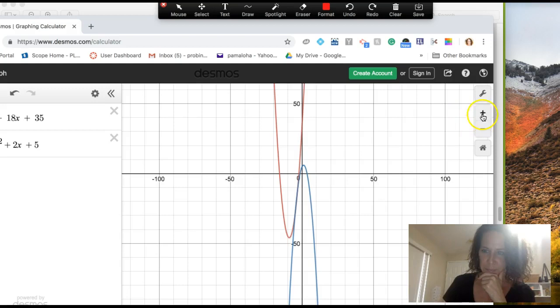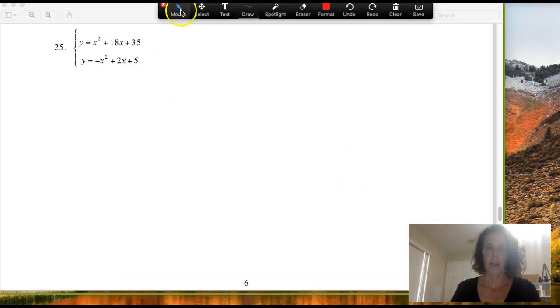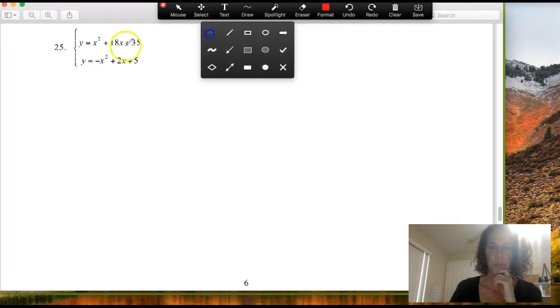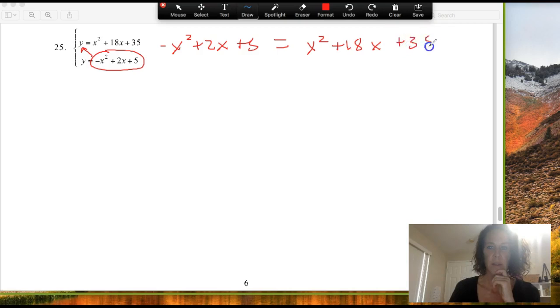All right, so let's go ahead and work this algebraically. I'm going to use substitution. These are both equal to y, so I'm going to plug this in for y here. And it's going to look like this: negative x squared plus 2x plus 5 equals x squared plus 18x plus 35. Now I'm going to do some solving here to try to make this work out.